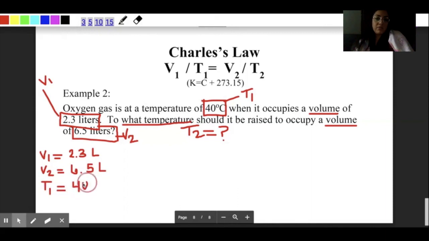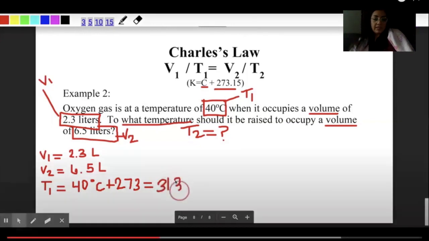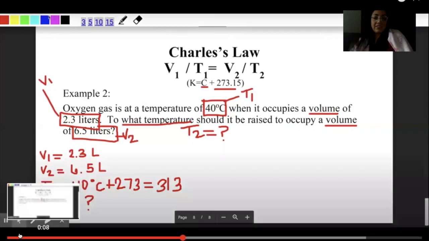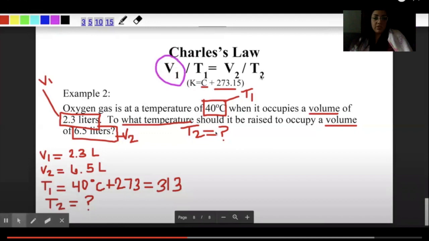Our T1 is going to be 40 degrees Celsius, but we know we can't use Celsius when we do these problems, so we have to go ahead and add 273. So that ended up being 313. And then our T2 is unknown. We don't know what the T2 is. This one's a little bit weird because you're going to have the T2 on the bottom this time. So let me show you how to work this one out.